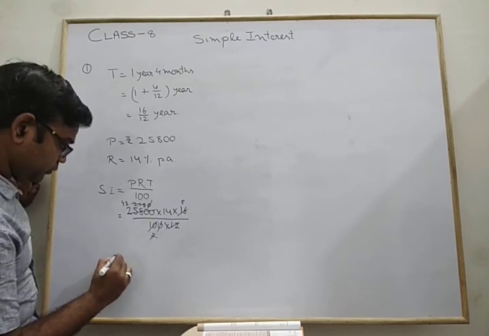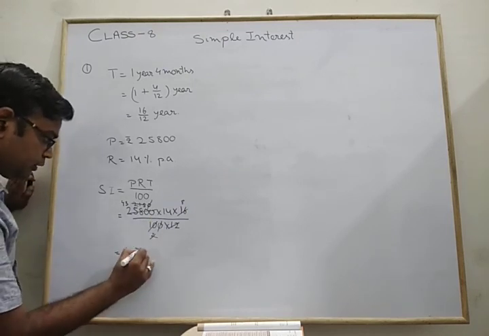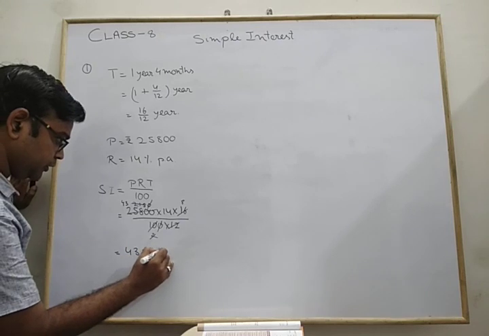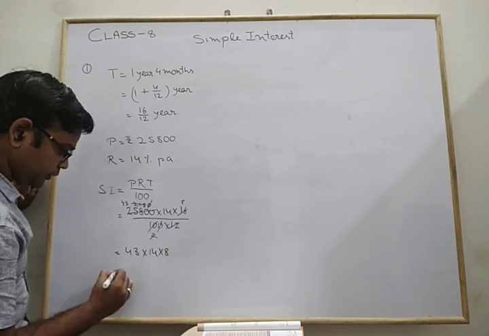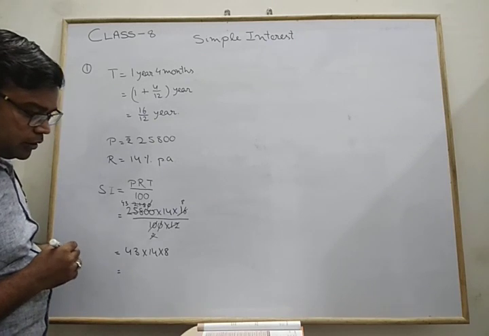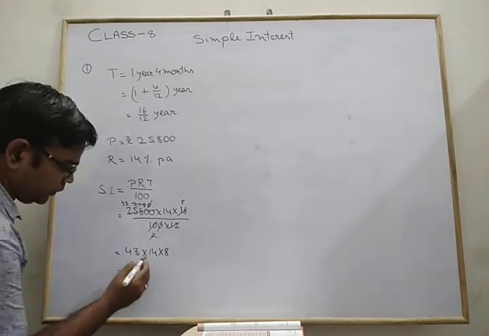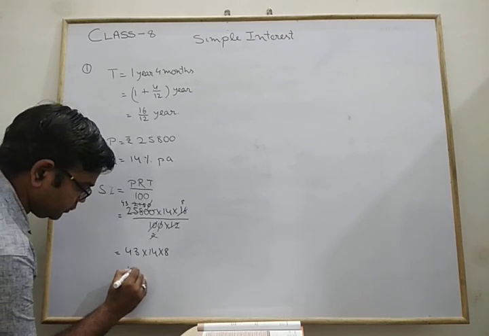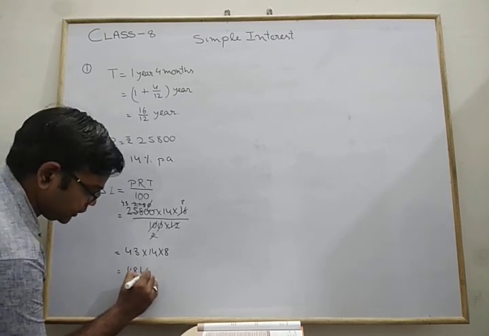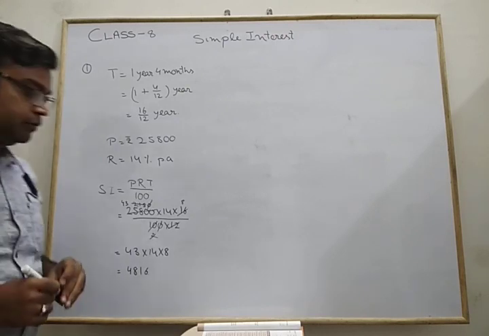What we have to do first is write down 43 into 14 into 8. Now whenever you solve this amount, we have 4,860. You must check it. Here is the solution. This is question number 1.